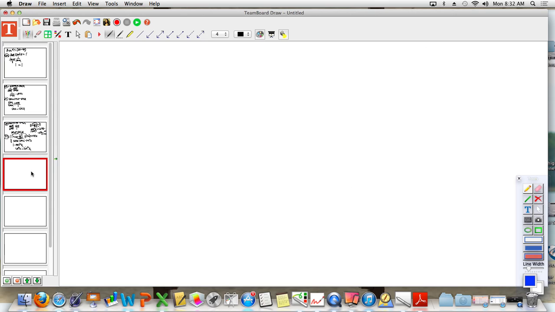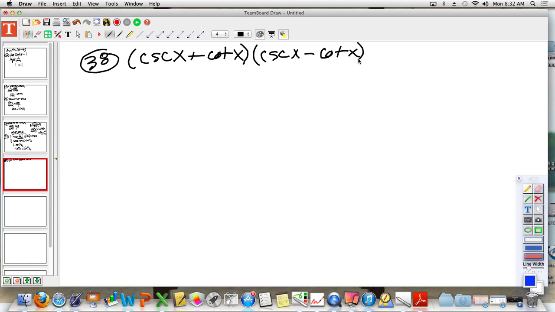38. Look at 38, please. What are you going to do in 38? You're going to do exactly the same thing. FOIL it. Cosecant of x plus the cotangent of x, multiplied by the cosecant of x minus the cotangent of x. And in the end, we want this left side to get us 1. Help me out. What do I do? Let's FOIL this real quick. So we have cosecant x times cosecant. What is cosecant times cosecant, Jacob?